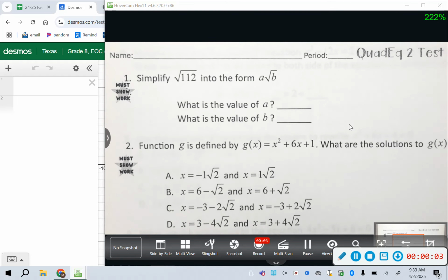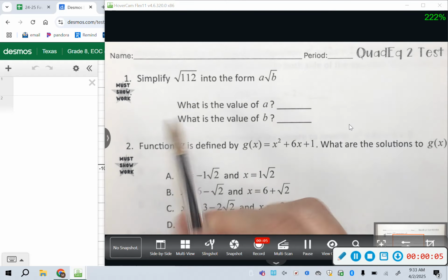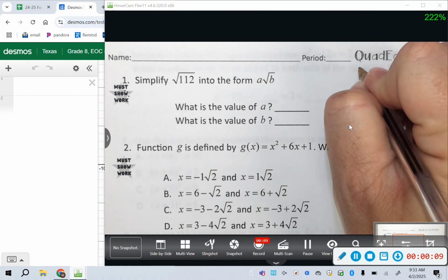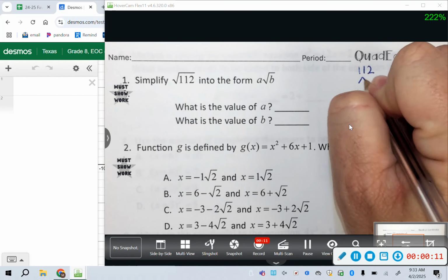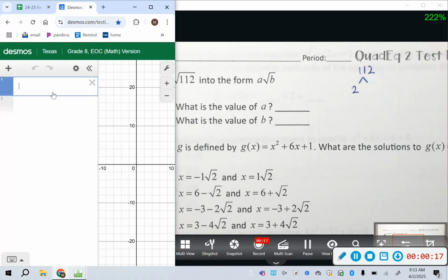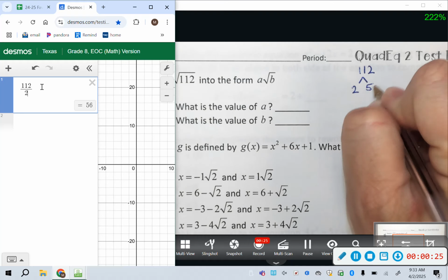Okay, QuadEq2 test review. Number 1 is simplifying the square root of 112. So we know that we're going to do our factor tree. And I'm always going to start with my smaller prime numbers. I know 2 goes into 112. If we struggle with that, we can divide. And I get 56.